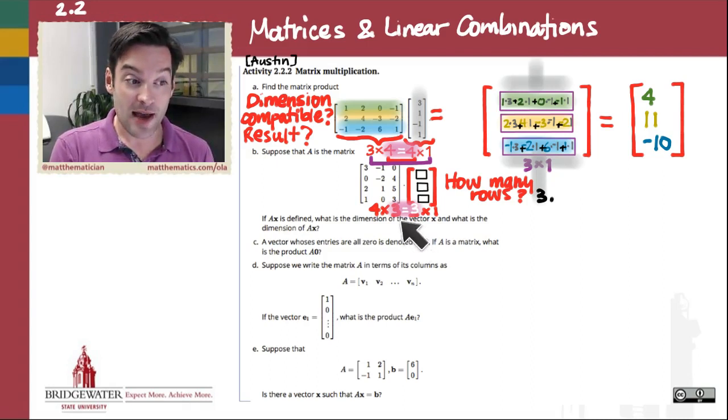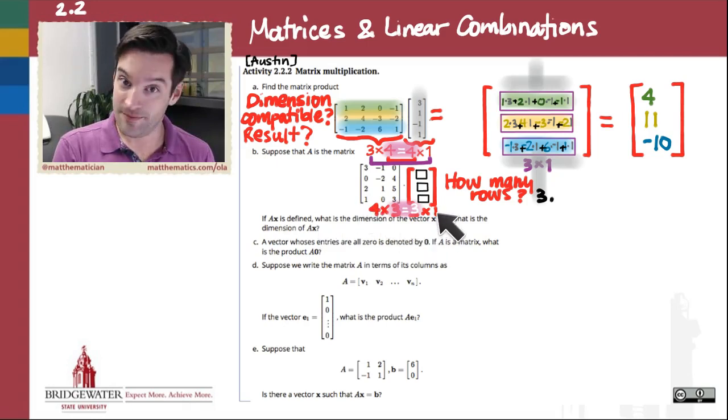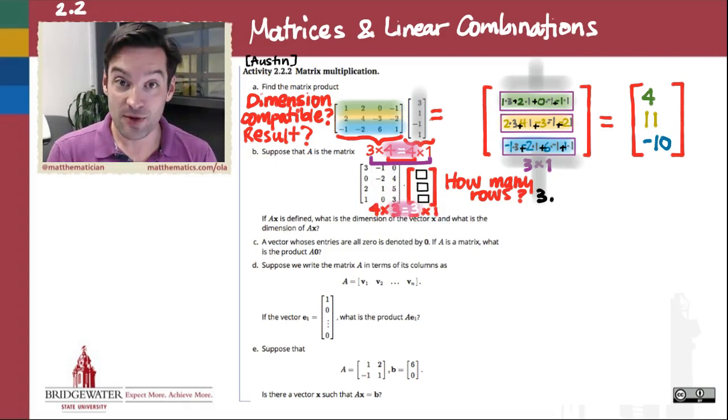And now that this product actually makes sense, the dimension of A times X, just as in the first example, is going to be 4 by 1, because it will have as many rows as the first matrix and as many columns as the second matrix in that product.